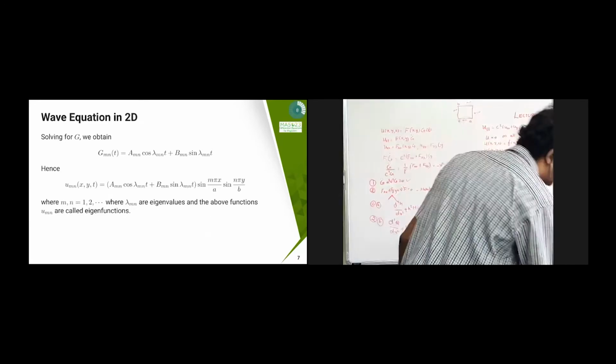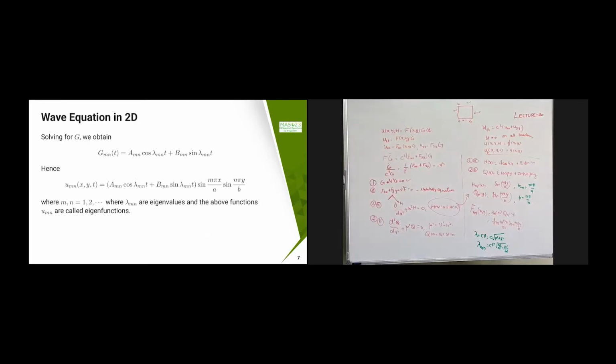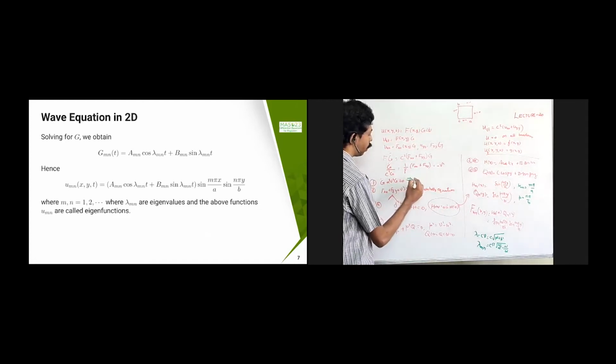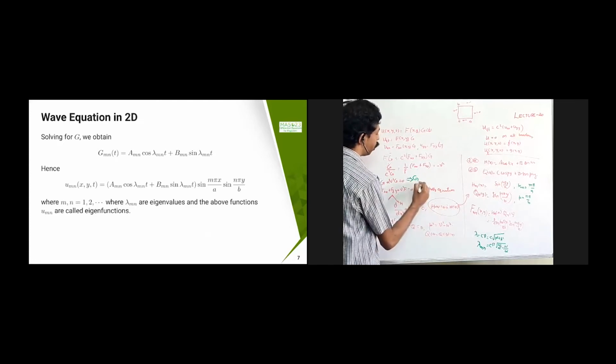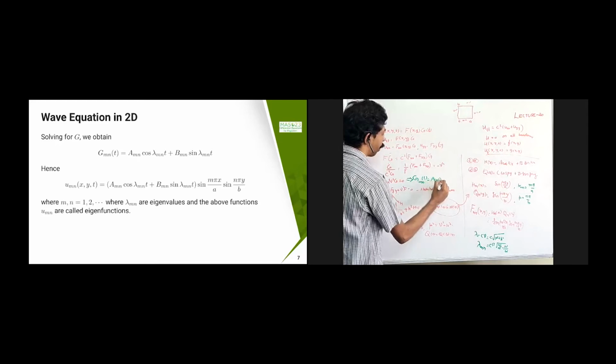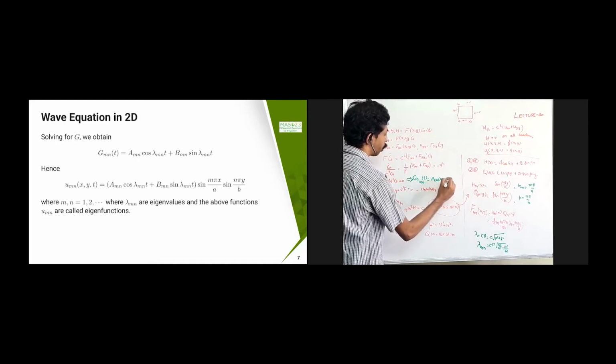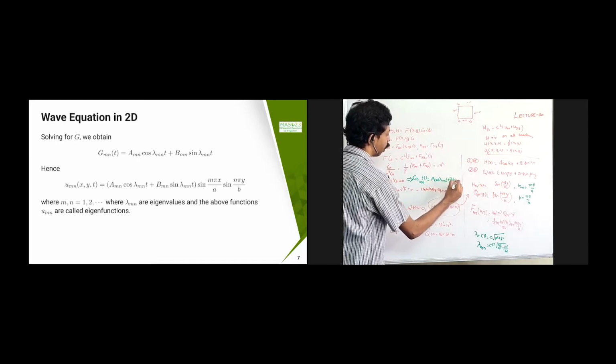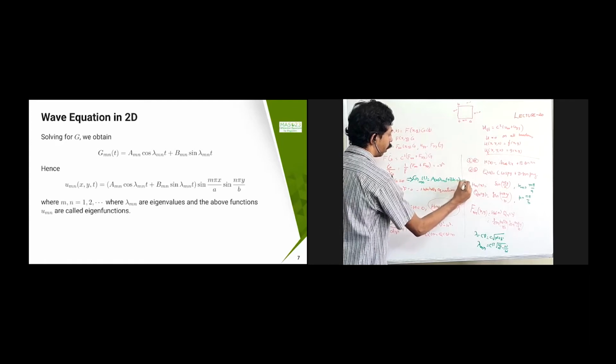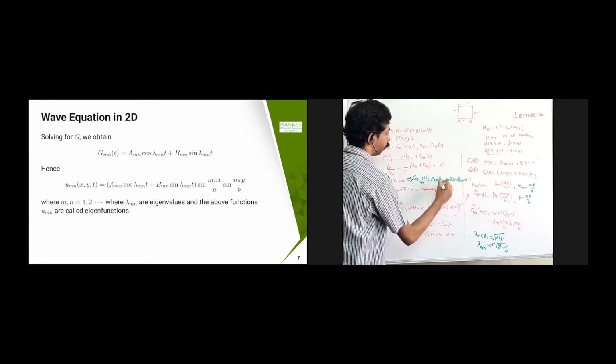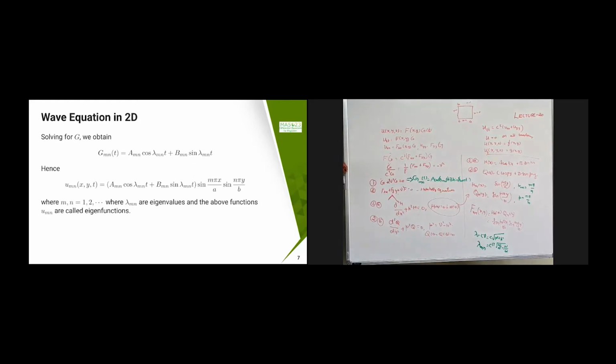Okay, so in that case, what you are going to get is once again c square v square g. Therefore, for this problem, you are going to get the answer in terms of mn. So gmn of t is going to become once again a cos lambda m n t plus b sin lambda m n t. Okay, so this is going to be the solution.